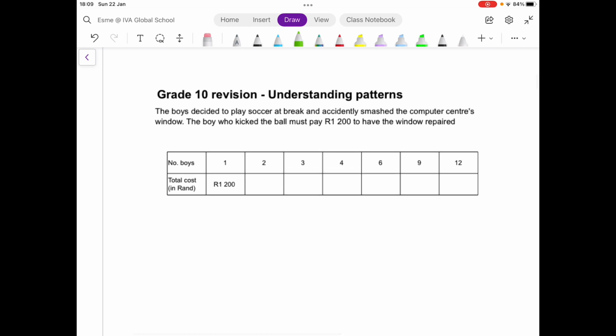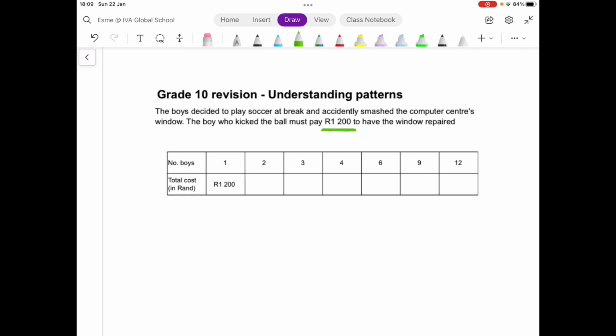Now we want to look at this scenario here. The grade 10 boys are playing soccer and accidentally smash the computer center's window. The boy who kicked the ball must pay 1,200 Rand. Now the goalie feels a little bit sad and says, well, I wasn't a particularly good goalie, so I'm going to help you pay that.